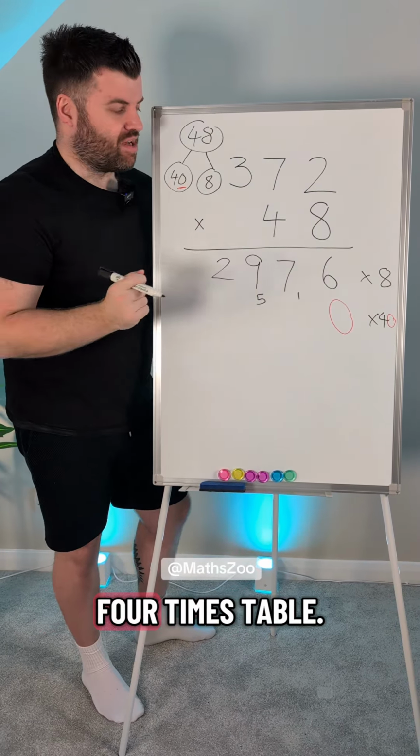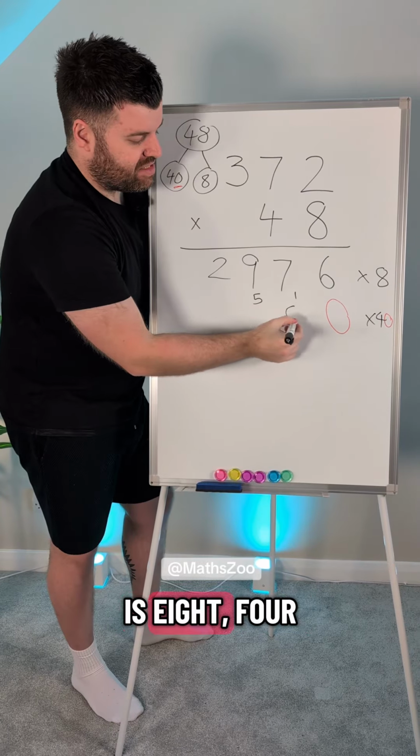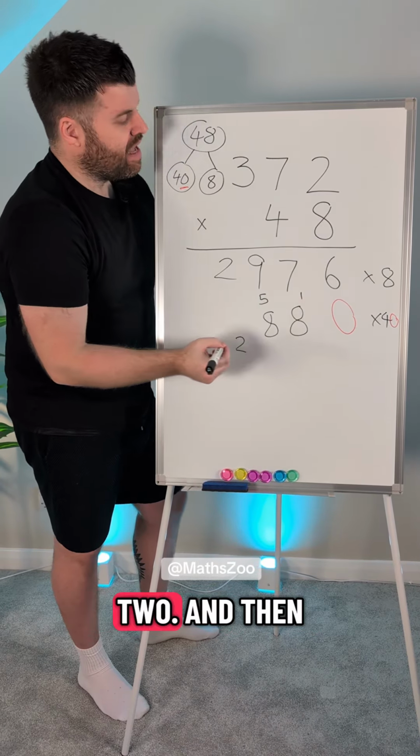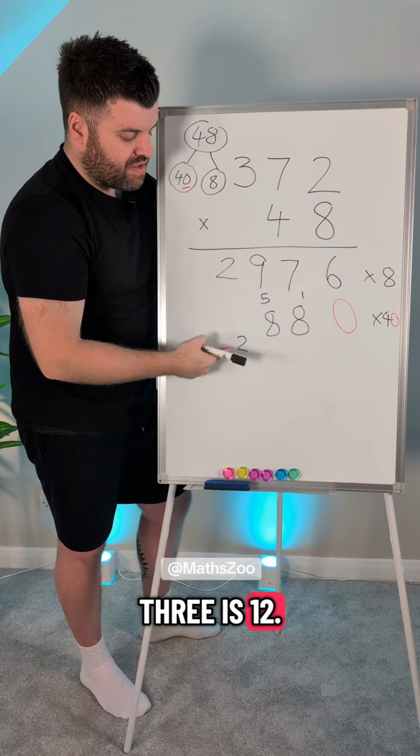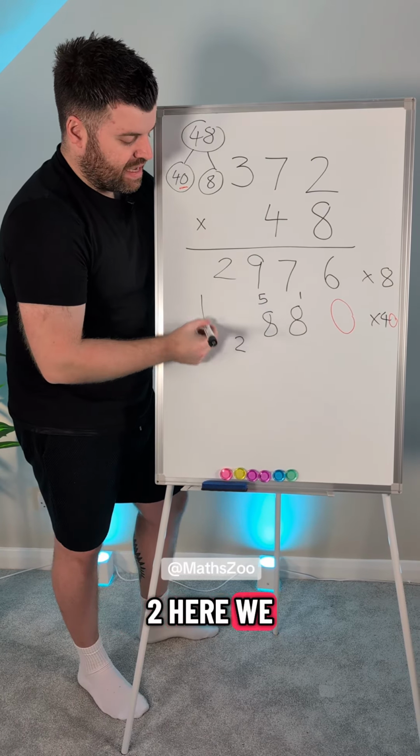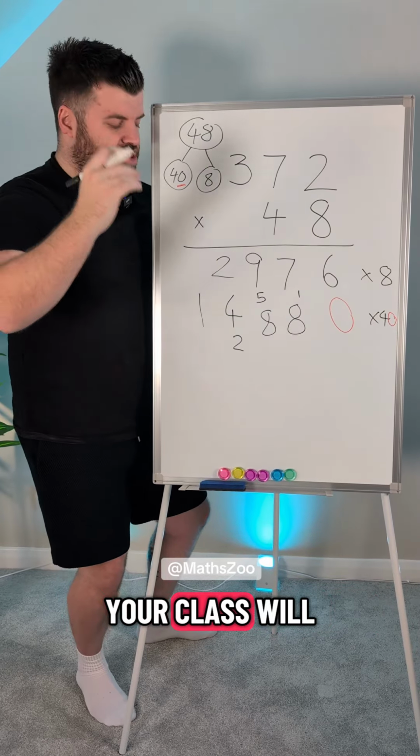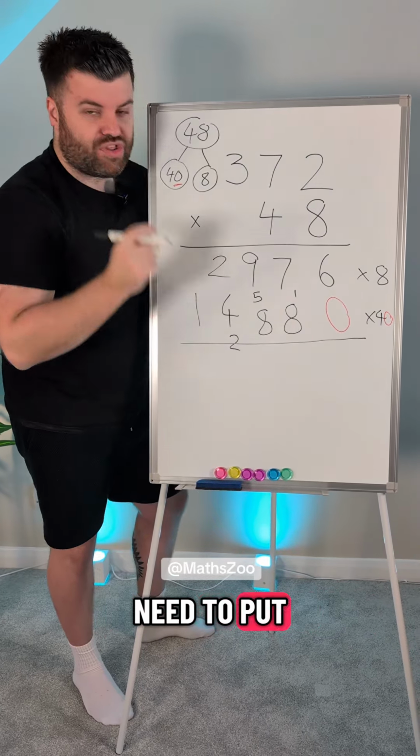Now I can just use my 4 times table. 4 times 2 is 8. 4 times 7 is 28, exchanging over the 2. And then finally, 4 times 3 is 12. Adding on these 2 thousands here, we get 14 thousands. Have we finished? No, your class will be crying out again, because now we need to put them together.